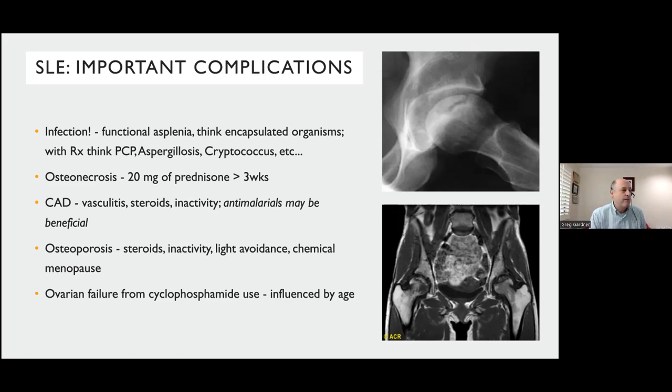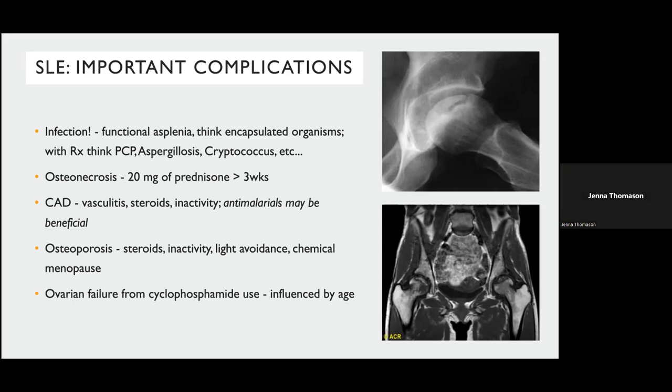Anybody know what the face looks like in somebody who is at risk for osteonecrosis? Go ahead and put that in the chat. Worry about CAD, and anybody with a chronic inflammatory disease, they're at increased risk of CAD, osteoporosis for reasons of steroids and disuse of joints, and ovarian failure from cyclophosphamide. So what is the finding that would put somebody at risk for osteonecrosis? We got it? No takers.